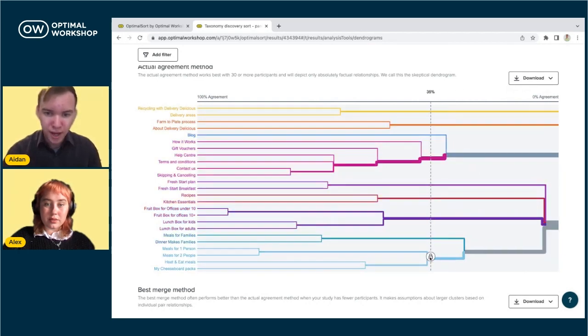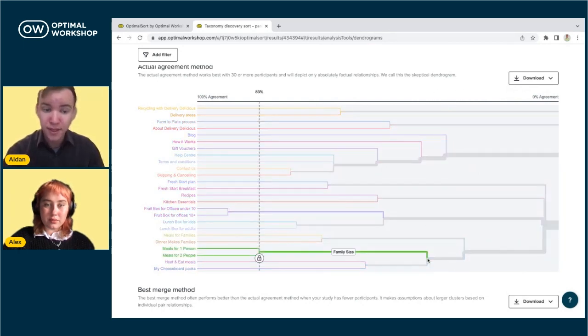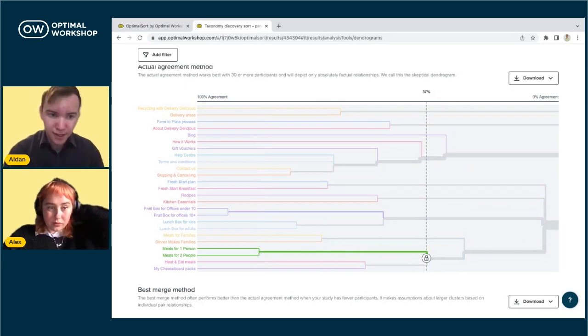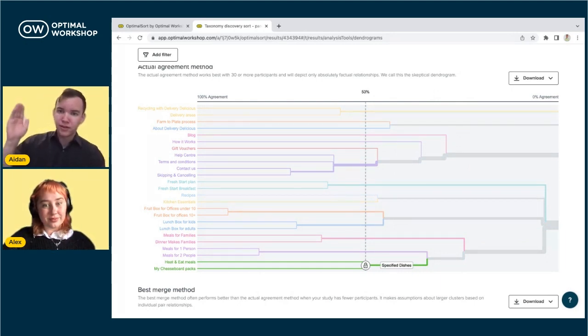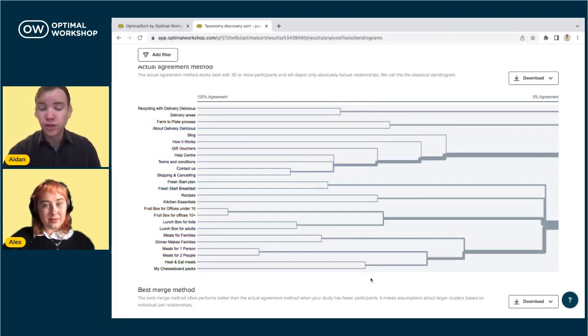But as we go down, we start to see, okay, maybe splitting by family size might be a good way to go, and potentially splitting by specified dishes as well might be a good way to go in terms of just breadcrumbing people through this specific information architecture structure. So dendrograms are a really great resource to use.